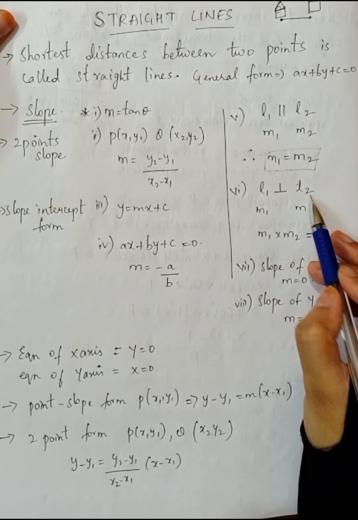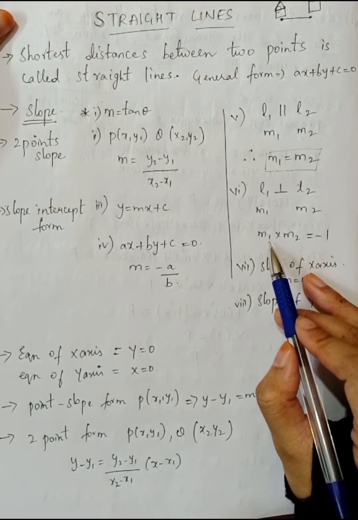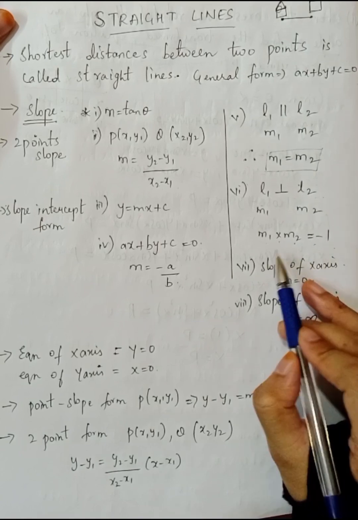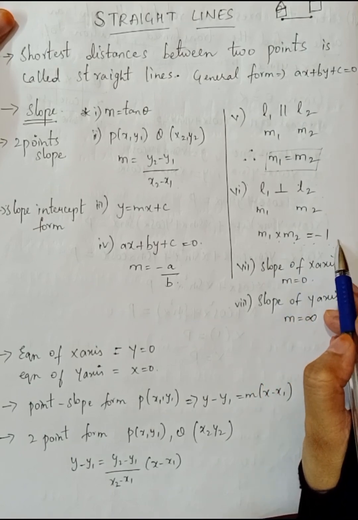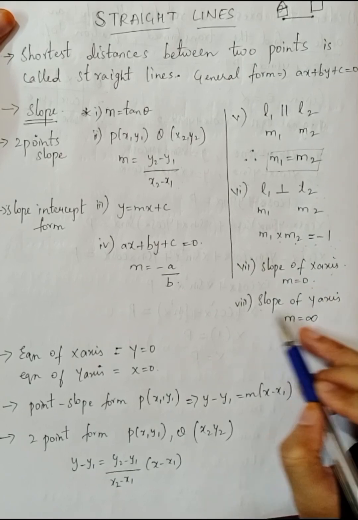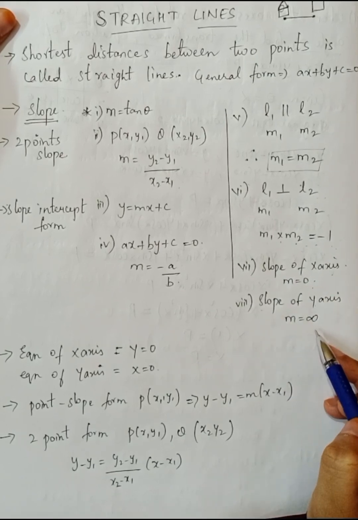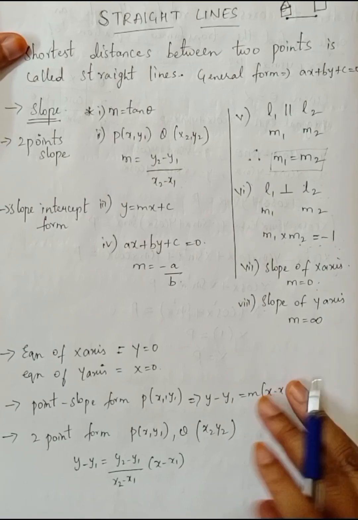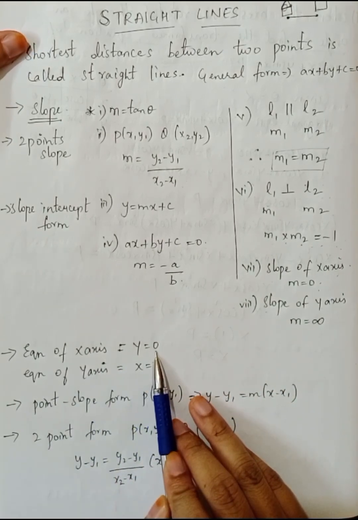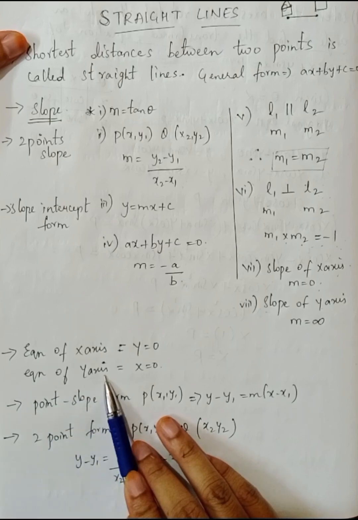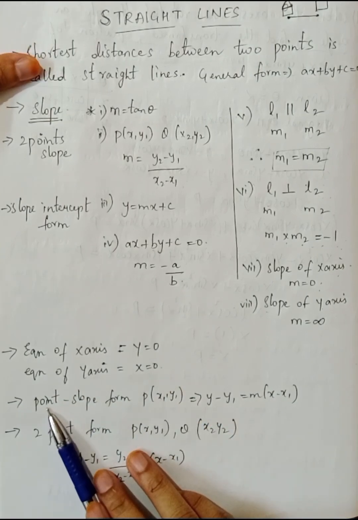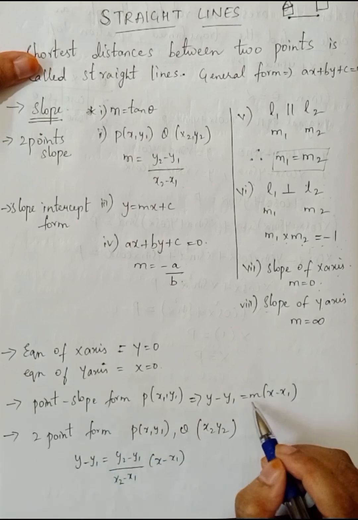If the two lines are perpendicular to each other, the formula will be M1 into M2 is equals to minus 1. The product of the slopes will be equal to minus 1, and the slope of the x-axis is equals to 0, and the slope of the y-axis is not defined, so it is infinity. Similarly, the equation of the x-axis is y is equals to 0, and the equation of the y-axis is x equals to 0.